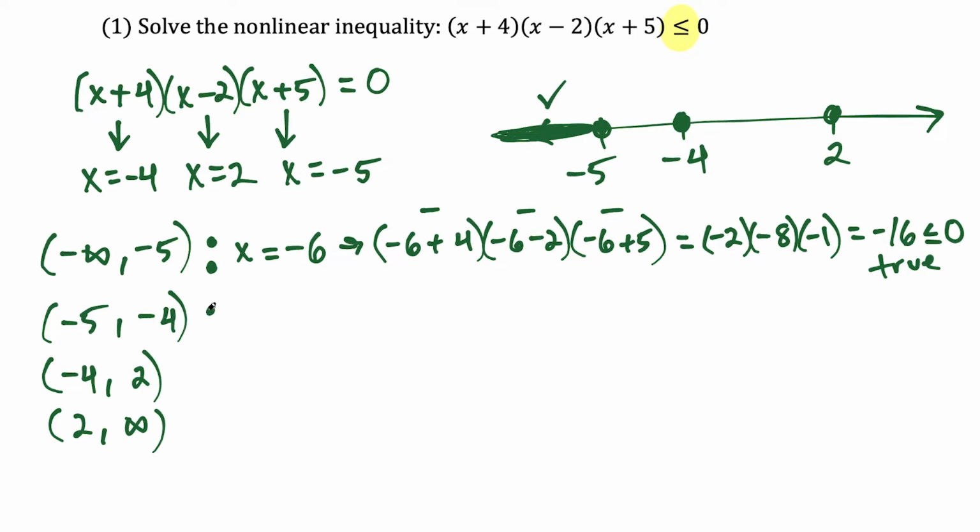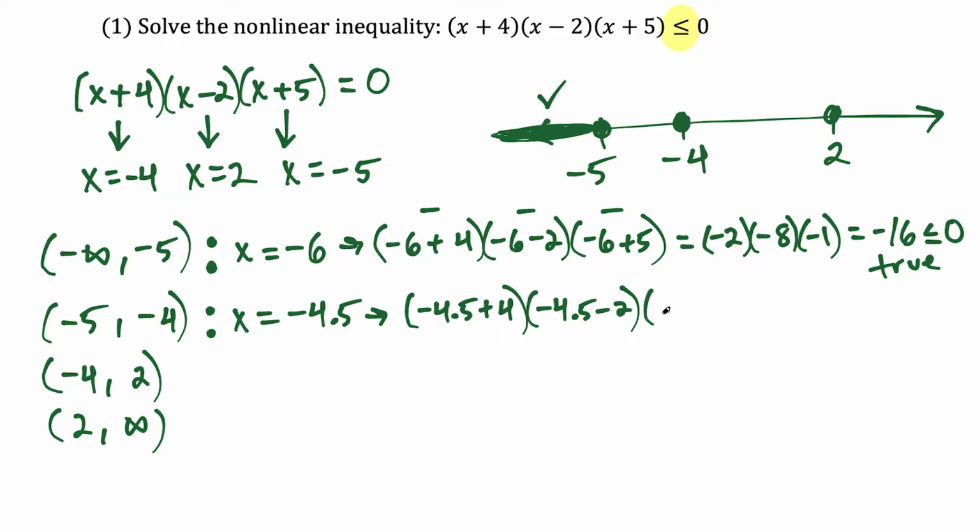So for the next interval here, let's say we plug in x equals negative 4.5. We need something between negative 4 and negative 5. So we plug this in, and let's see what we get here. So we're plugging this into the original inequality. We have negative 4.5 plus 4. And then we have in the next factor here, negative 4.5 minus 2. And then we have negative 4.5 plus 5.